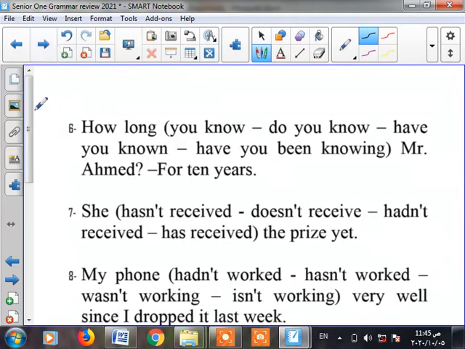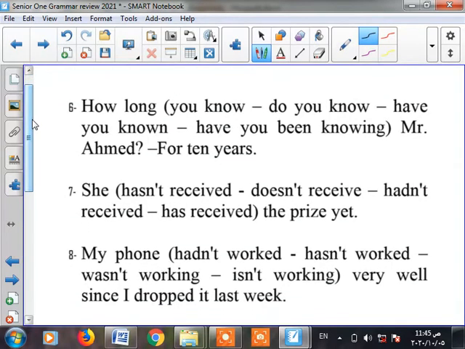The following one, number 6: how long. When you have the words how long, you are asking about the period of time. How long does Mr. Ahmed? In the answer we have used the word for, so how long have you known Mr. Ahmed? The answer will be for 10 years.